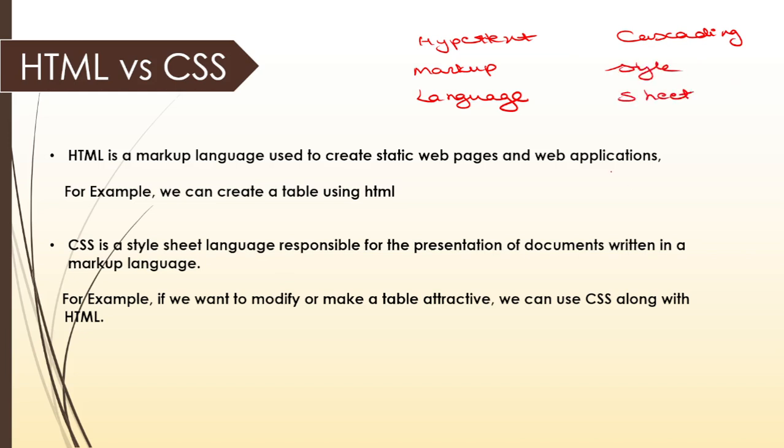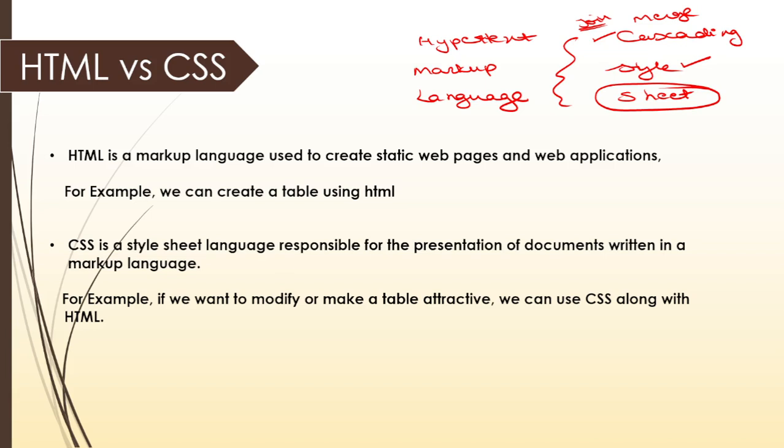As its name implies, cascade means if you want to join or merge the style onto your already available sheets, that is called cascading style sheets. Cascade here means to join, to merge, to make it more attractive. Okay, for example, we can create a table by using HTML, right? As we have discussed in the previous lecture series, we can create a table by using HTML.